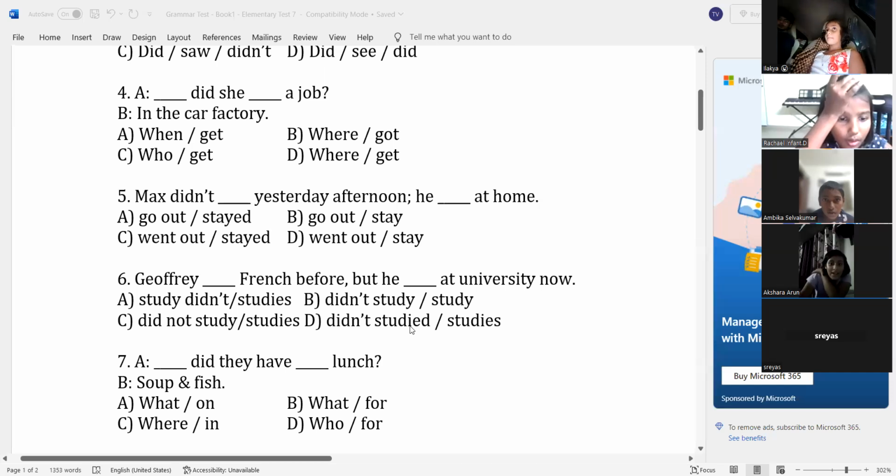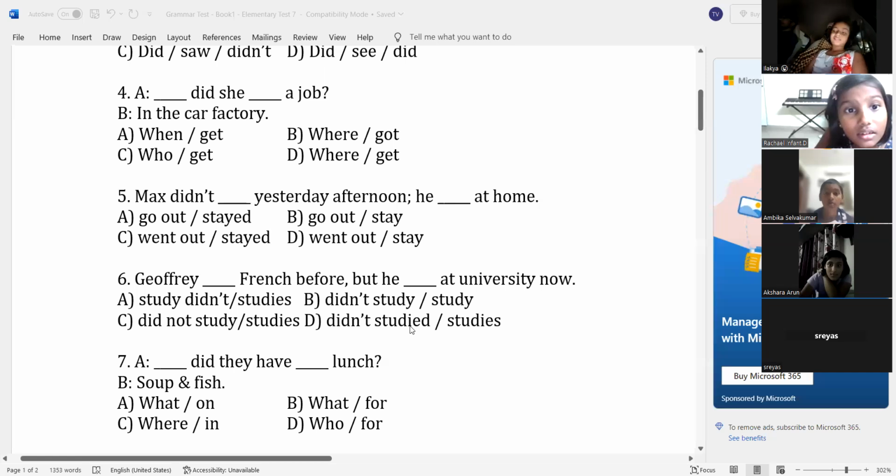What is the answer, Sugan? Sir, can I say the seventh one? Sixth one, you tell the sixth one. B for boy. Shreyas, number six. B for ball. Didn't study. The answer is C.